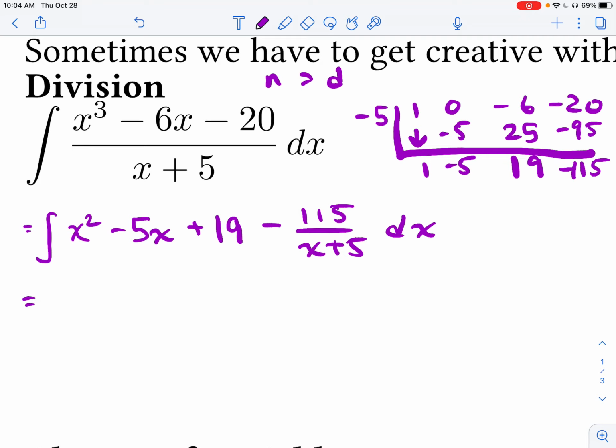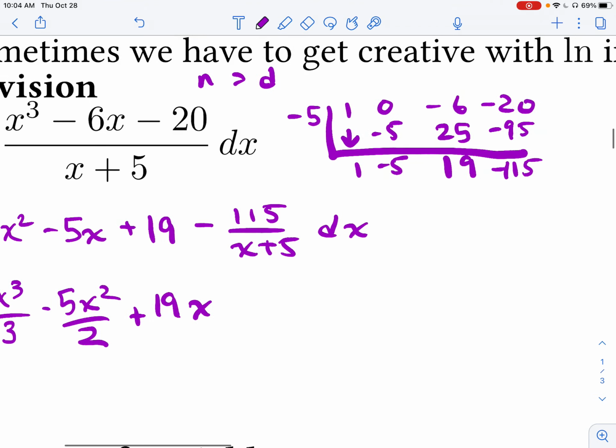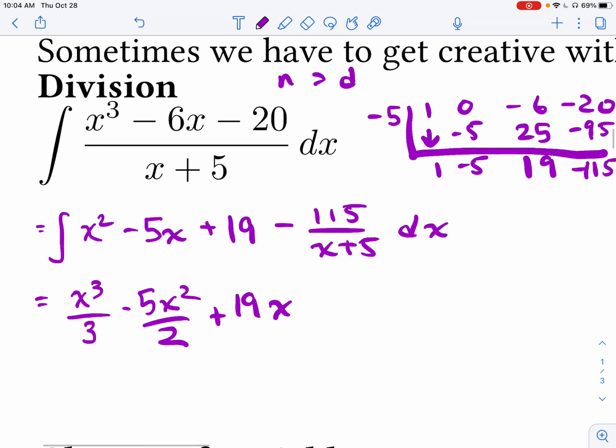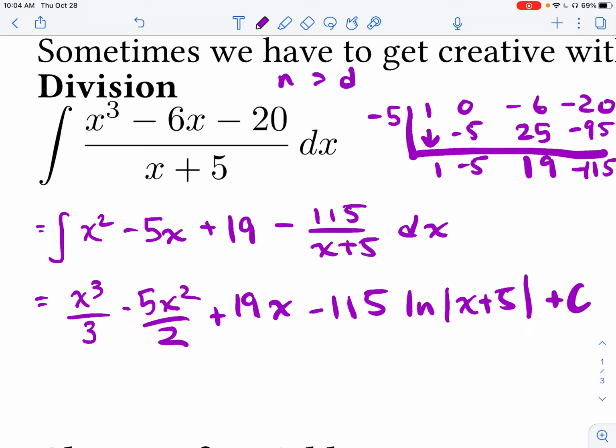We can just integrate each term, just using the power rule. So this would be x cubed over 3 minus 5x squared over 2 plus 19x. And this one right over here, as we've seen before, we can move that negative 115 to the outside. So we're really just integrating 1 over x plus 5, which is then just negative 115 times the natural log of our u, or our argument, x plus 5, plus c. Okay? All right.